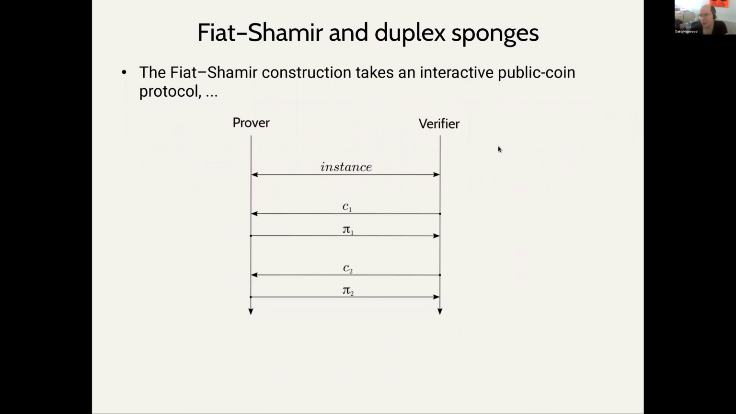When we construct this proof system, we're using something called the Fiat-Shamir construction. So we start with an interactive protocol, and we replace the verifier with a hash function. This is because we want non-interactive proofs. We want proofs that are just strings that anyone can verify.